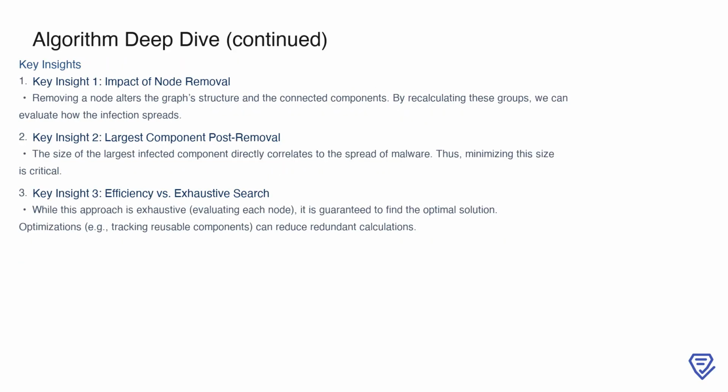To deepen our understanding, here are some key insights. First, removing a node significantly impacts the graph structure and the connected components. By recalculating these components, we can gauge how the infection propagates after a node is removed. Second, the size of the largest infected component is directly tied to the spread of malware. The smaller this component, the more effective our solution.